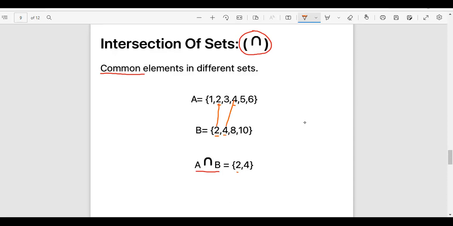So I will be writing down the common elements. Intersection basically means common elements in the two sets. Okay. So we have 2 common elements in these 2 sets. So the set of A intersection B would be 2 and 4. Acha. I'll talk about another example here so it would get clear.